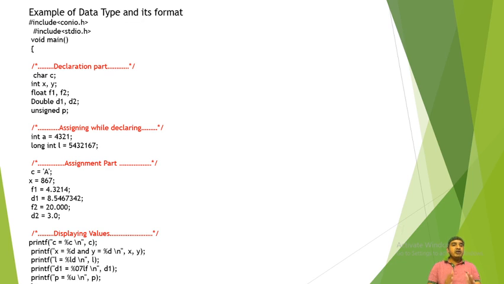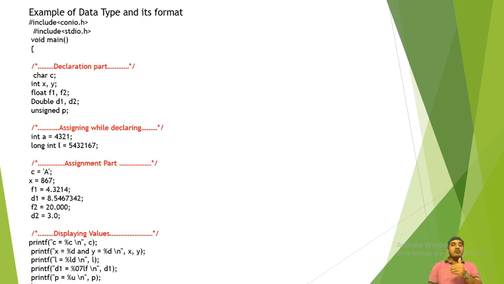Now here we have to declare the variables. Okay, the variables: c is a character, x and y are integers, f1 and f2 are floats, d1 and d2 are double floats, and unsigned p is considered here. So this is the declaration part.